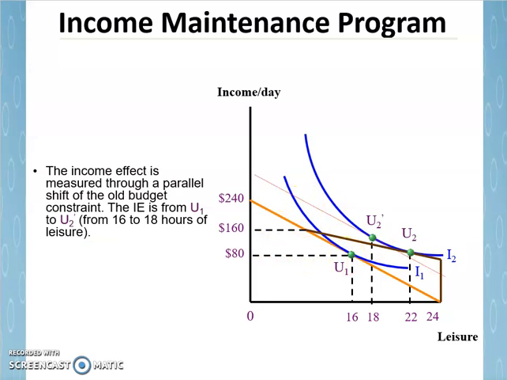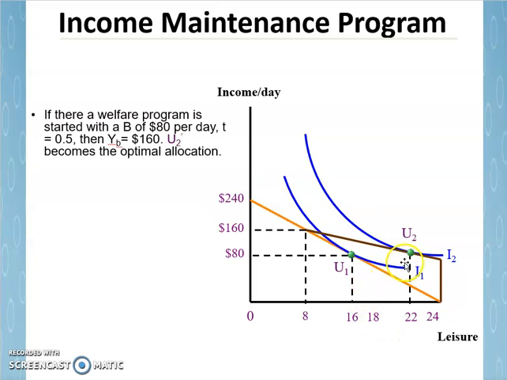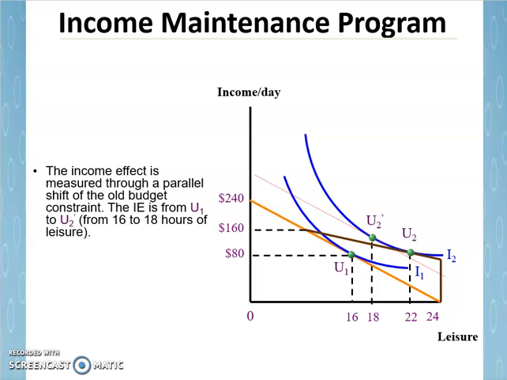So from the previous model, we know that we were at U2 after the income maintenance program. That is 22 hours of leisure. Okay? Well, that U2 is on indifference curve 2. So let's ask ourselves, what would we need to do in terms of pure income in order to get this person to this indifference curve with solely an increase in income?